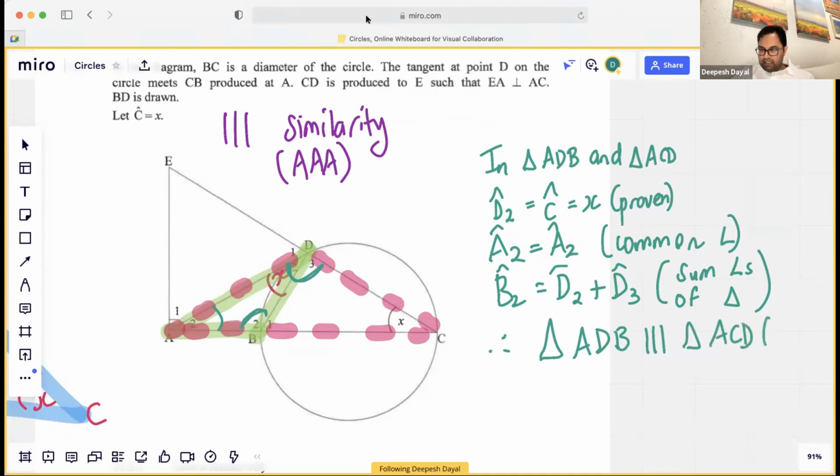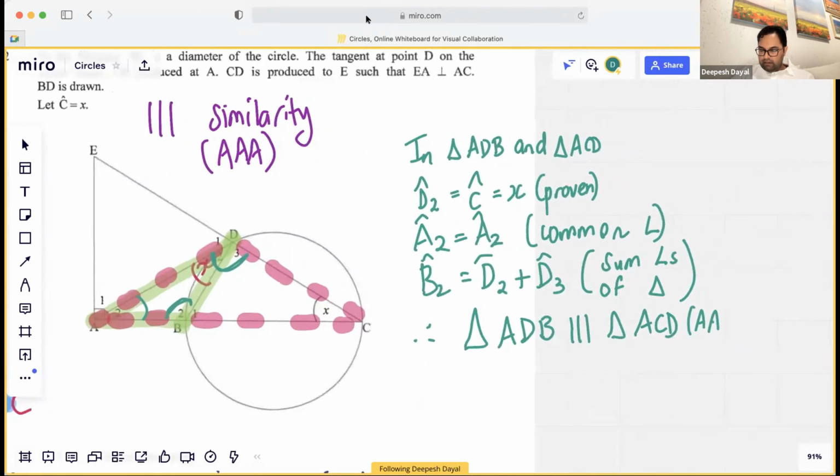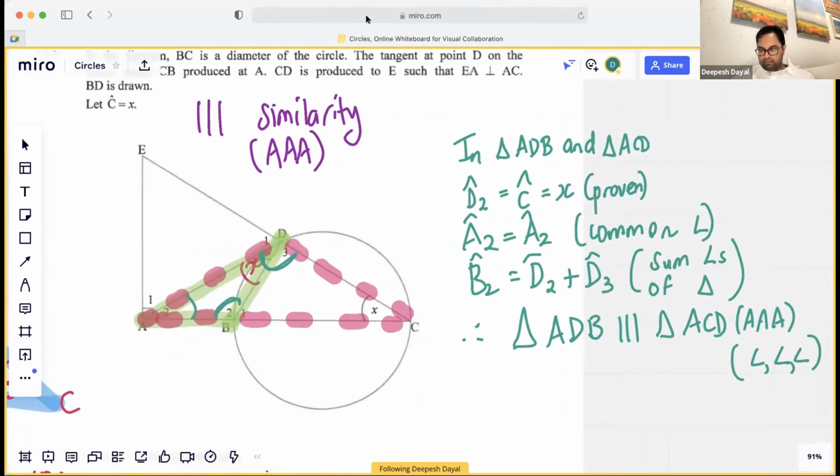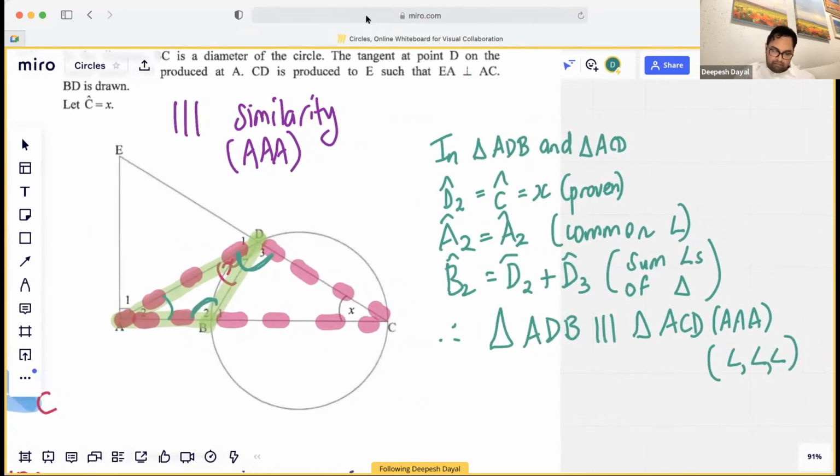And the reason, angle, or some people write it like this. Okay. So very important, the 3 lines going up is similarity.